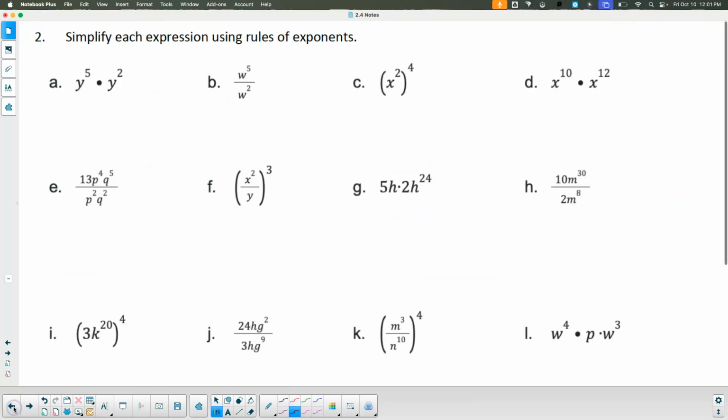Oops, went too far. Okay. Simplifying each expression using exponent rules. Again, let's pause here, Ms. Federici, and let's give them some time to work on this one. I would think 3-4 minutes should be enough to do all of these, and then we'll come back and explain what those all are.